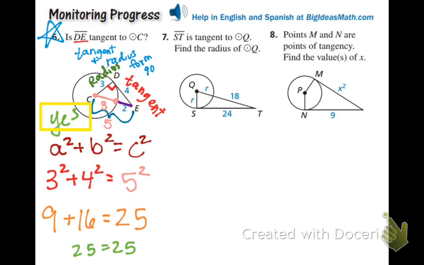All right, number 8, points M and N are points of tangency. Find the values of x. So when two tangents come together at one point, what do we know about the two tangents? They're definitely not perpendicular. They're congruent. Perpendicular lines intersect and form 90 degrees, but there are no 90-degree angles here. So they're congruent to each other. So what do I do to solve for x? Set them equal.